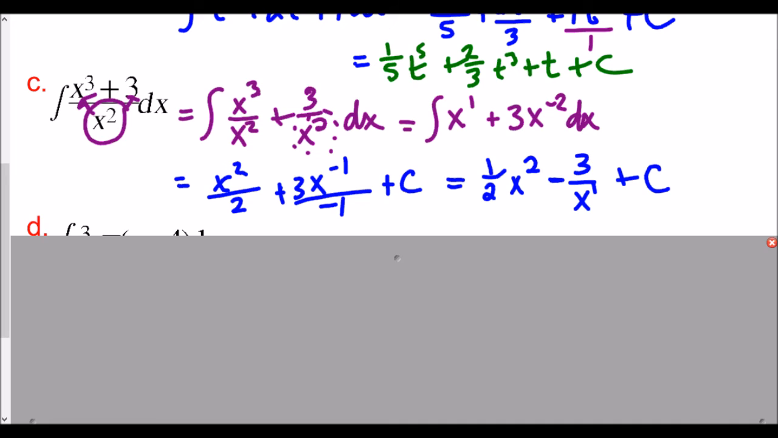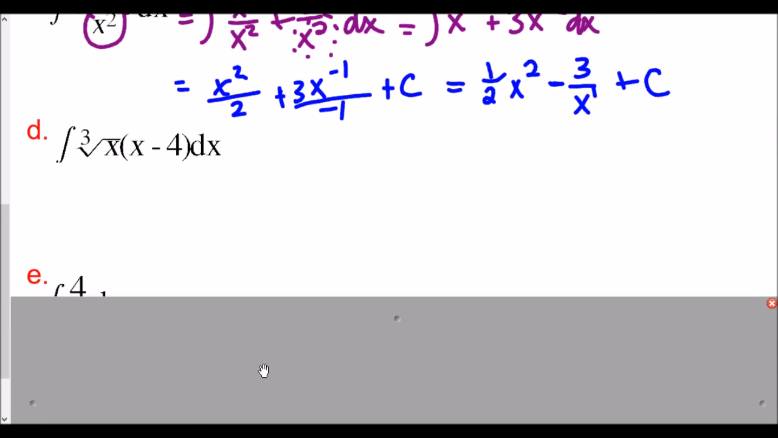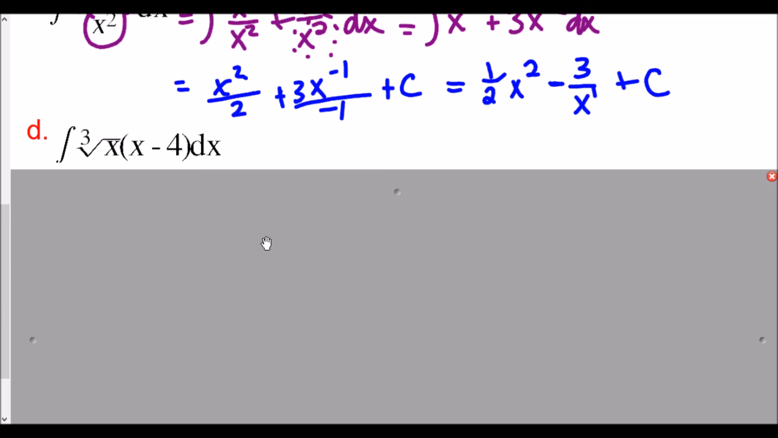Okay. Let's do a few more. This one is one where our exponents get a little tricky. So when we have this, the first thing that we have that we cannot do is a radical symbol. So we need to rewrite that. If we have a cube root, we rewrite that integral as x to the 1/3, and that is times x minus 4 dx.